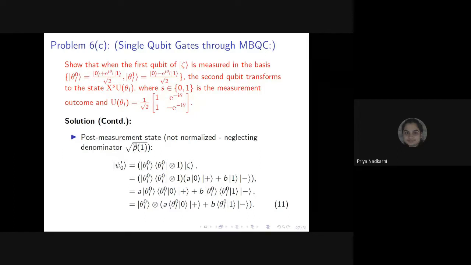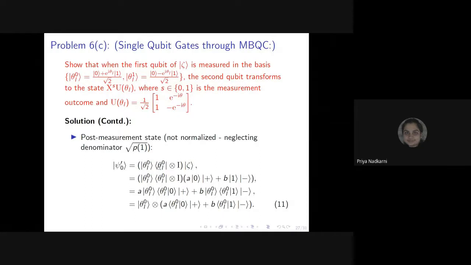So we compute the post-measurement state similar to the previous problem, similar to part A of this question. But here, let's not look at the denominator, that is root of p of 1, because we know all quantum states are normalized. So we can just normalize it at the end, because we are, however, dealing with unitary operations here.